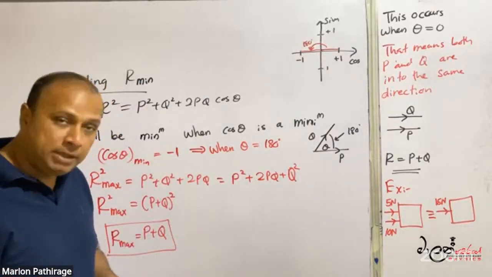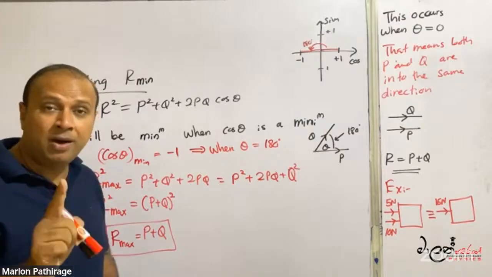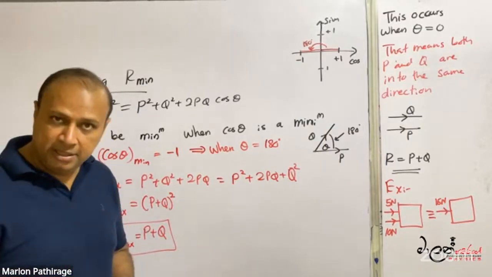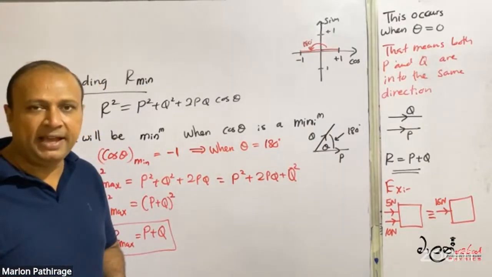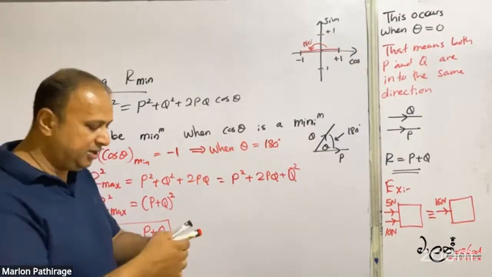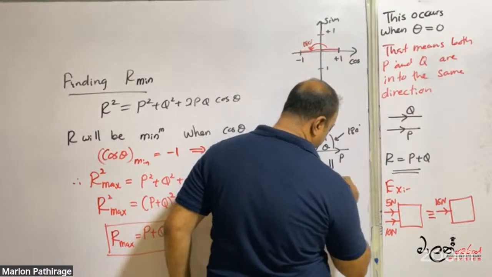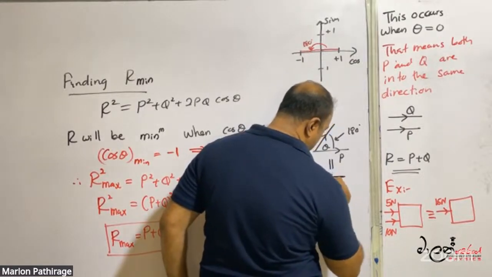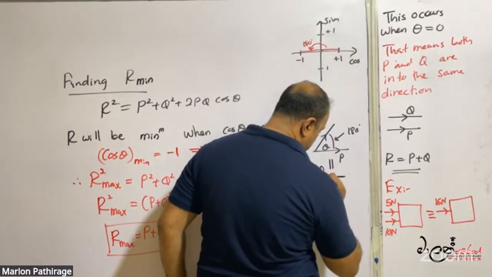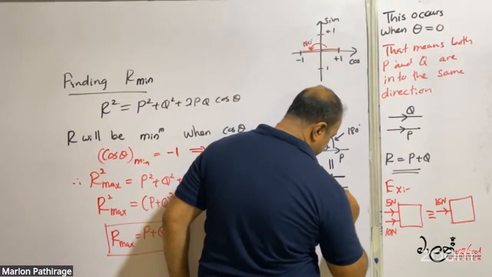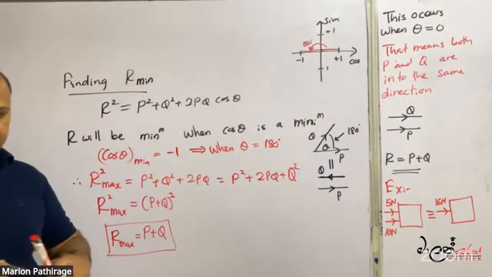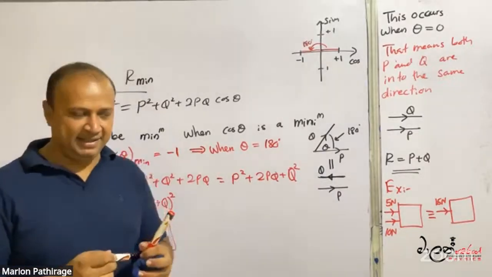Therefore, now P and Q are two opposite vectors. They are in opposite directions. Q is on this side, and P is on this side.